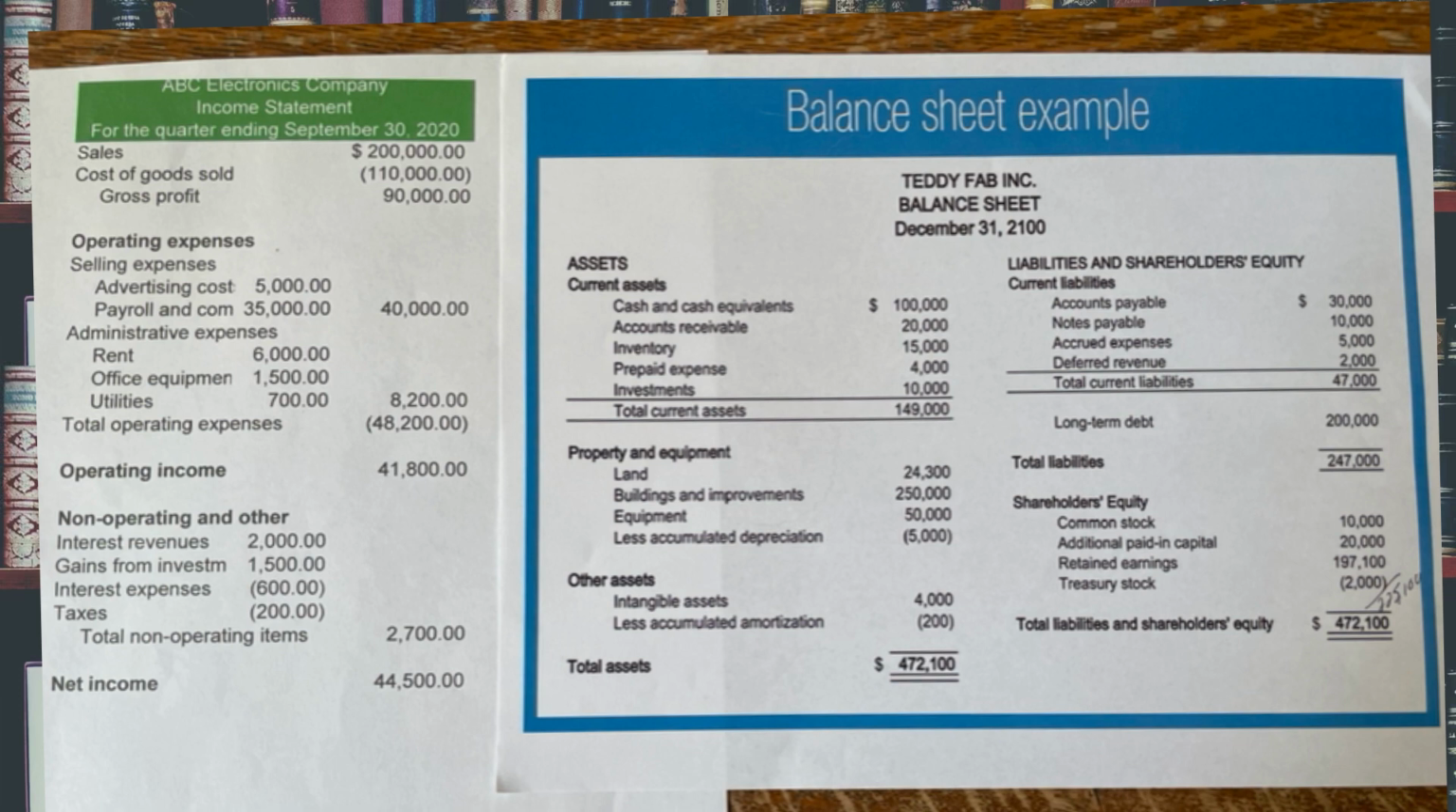This shows the proportion of debt to equity in a company's capital structure, and indicates the level of financial leverage and ability to meet long-term obligations. So the debt to equity ratio equals total debt divided by shareholders' equity. Your total debt would be 247,000, and your shareholders' equity, which you might have to do the math for, would be 225,100.